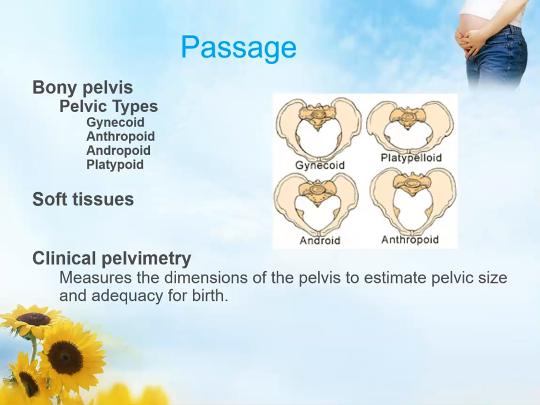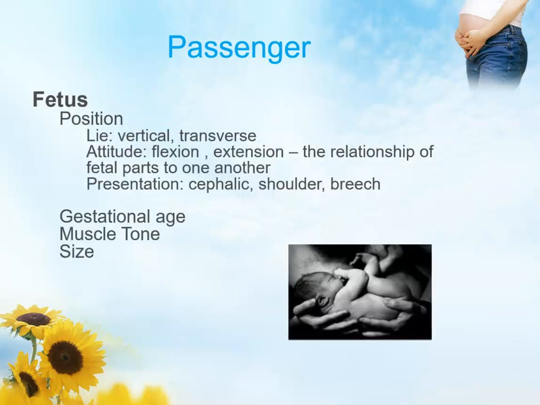So, all right. The passenger is the fetus. So the fetus takes on different positions. When we say position, we can refer to the lie. How is the baby lying? Is it vertical? Is it transverse? The attitude, the flexion and extension of the body in relation to the fetal parts to one another. Okay, so that's like, baby's got its arms out, baby's got its arms pulled in. Presentation, is it cephalic? Is it shoulder? Is it breech?